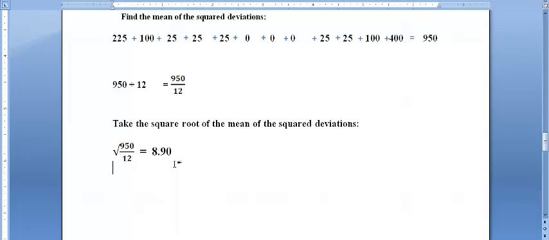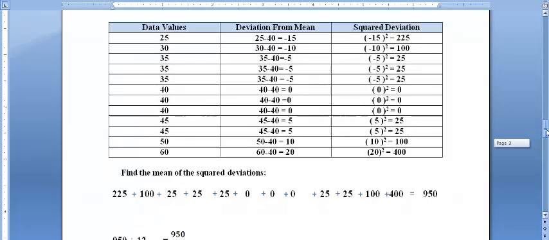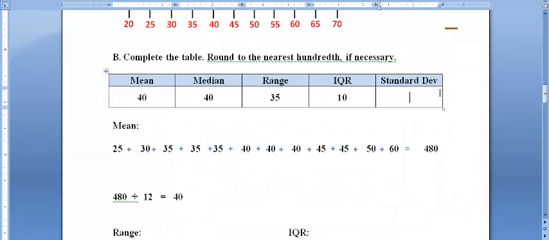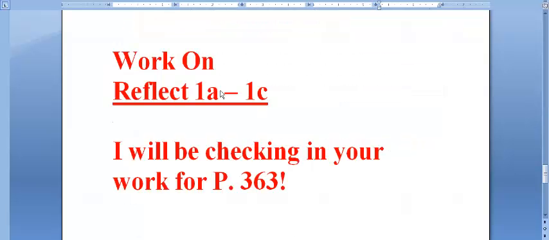8.90. And now we can use a decimal. So 8.90 is our standard deviation. I go back to my table and write in 8.90. And that is all we have to do for our example problem.